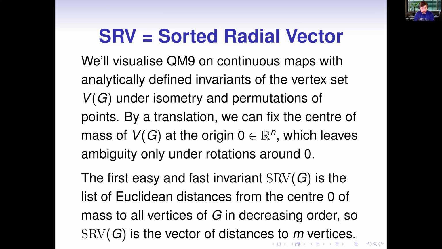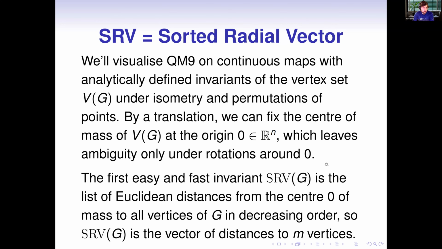Then first we use translation, we actually don't need to use translation. We just find the center of mass, or use translation to get the center of mass to 0, and then we compute the distance from every vertex to 0, and then place those distances into a vector and sort the vector. And this is one of the easy invariants, and it's computable in linear time, which is its advantage.